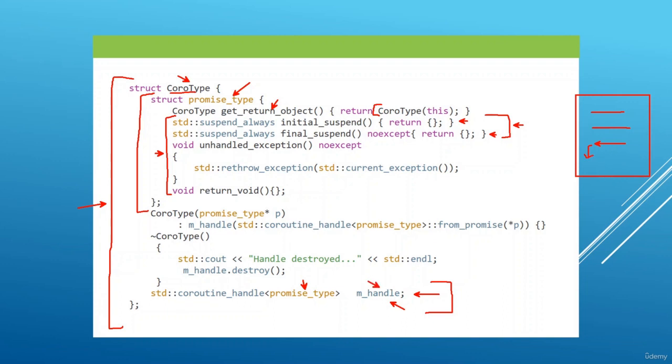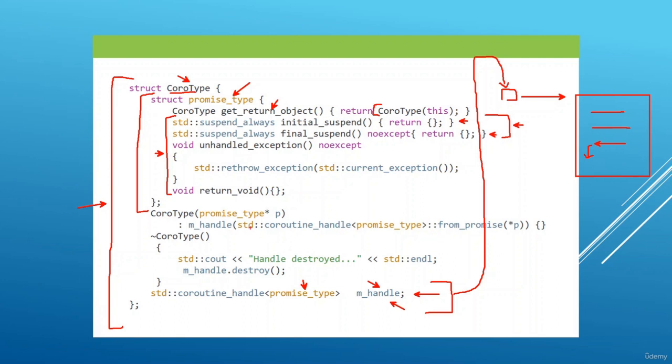So the m handle member variable here is going to be our handle that we can use to resume our coroutine if we happen to need that in our C++ program. This is something I want you to know. So once you have a promise type nested in and you have your coroutine handle, everything is going to be in place.